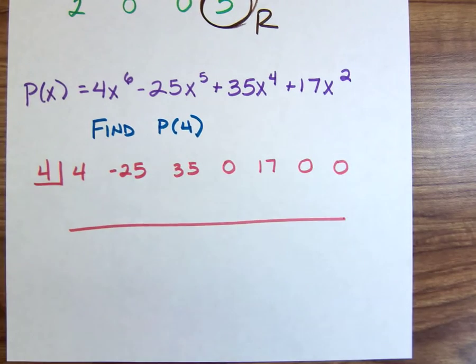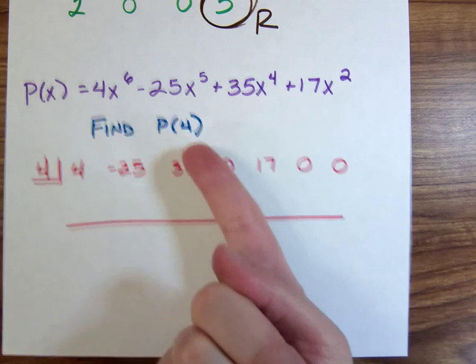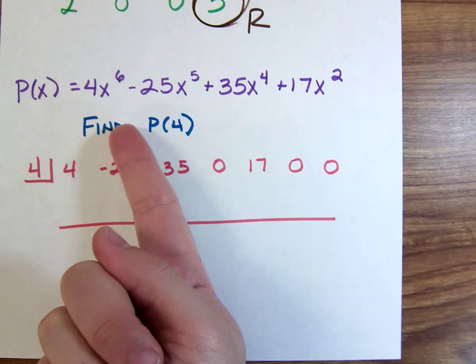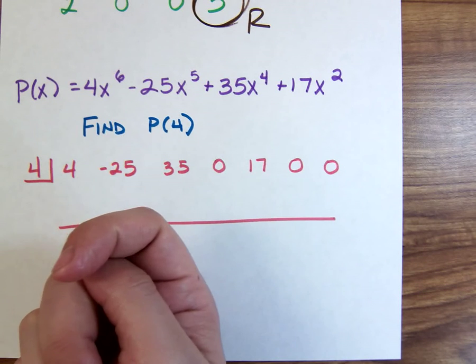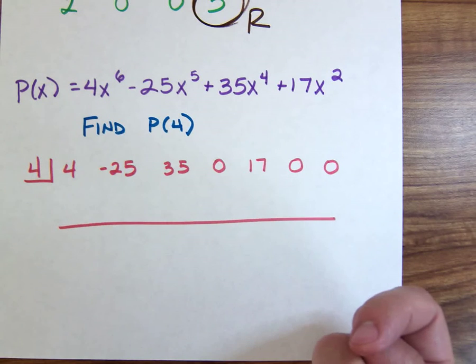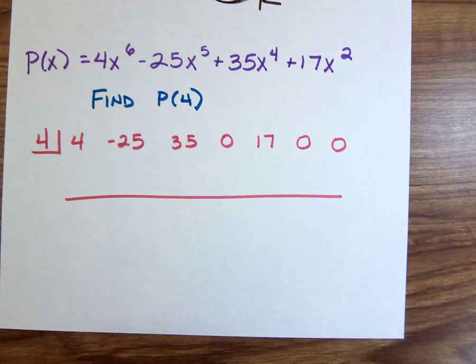Now this is an example of one of those times when synthetic division really shines, because plugging in 4 to this function, the math word for that is that it sucks. The first thing I would have to do is 4 to the 6th power. I can't even do that without a calculator. 4 to the 6th, that's a big number. Synthetic division is much faster.